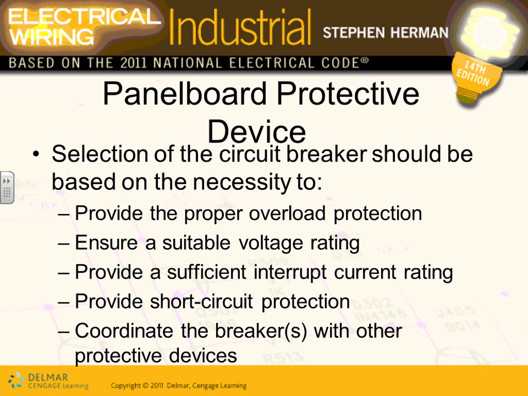Let's start with the proper overload. I need an 800 amp circuit breaker in the switchgear to protect me from overload. Then what's the voltage? My voltage is 480, so I could be picking up a 600 volt rating, which would cover 480. Interrupting rating, 35 or 65,000 amp, based on the short circuit. That's also tied to the short circuit value.